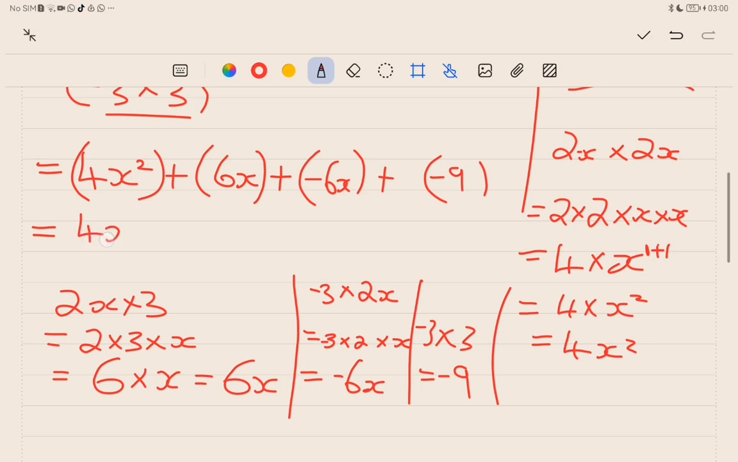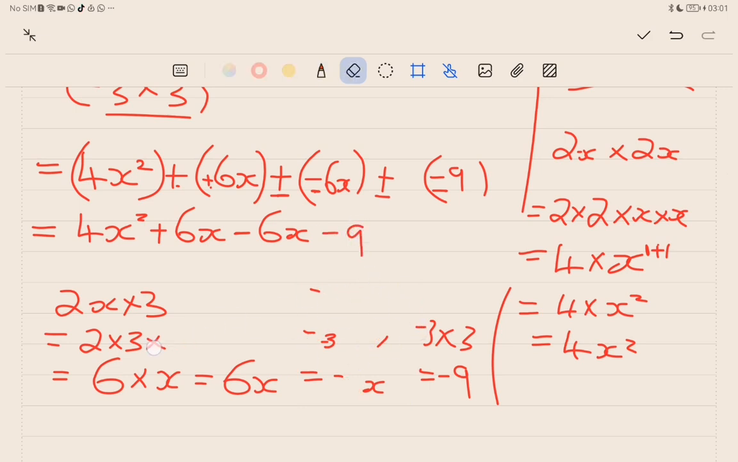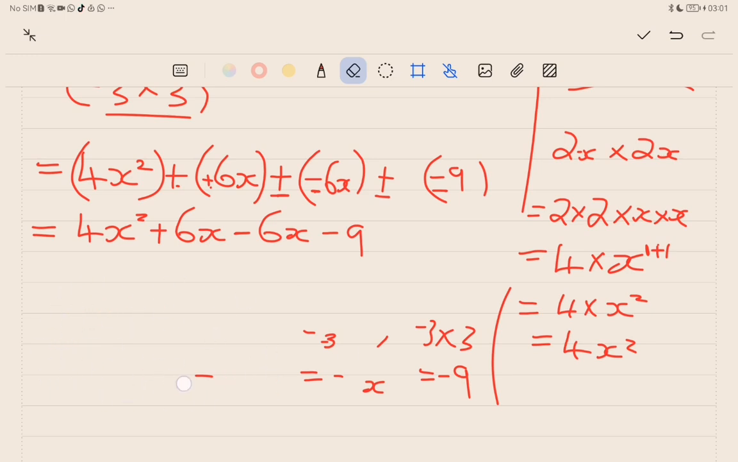Then let's simplify things. Let's move them out of the bracket. So here we have positive. Positive multiplied by positive is positive. Then positive multiplied by negative is negative. Then positive multiplied by negative is negative. So far you have something like this, but it is not fully simplified.